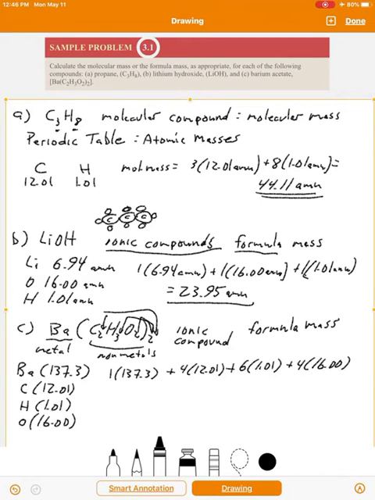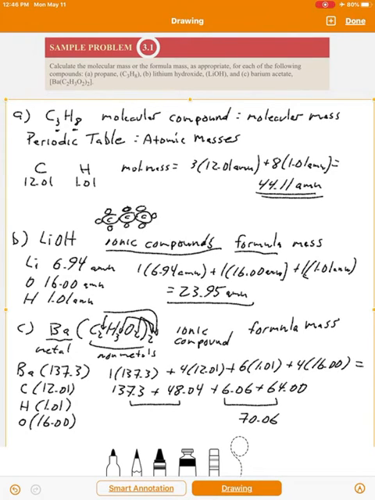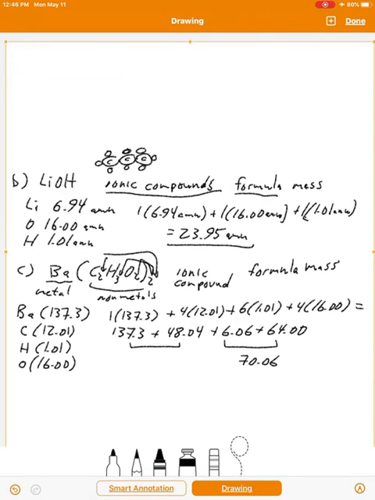Okay, so that would be equal to 137.3 plus 48.04 plus 6.06 plus 64.00, right? Of course, those are all in AMU. So if you add these two together, you get what, 70.06? And if you add these two together, well, let's go ahead. I'm just going to go ahead and make a little space for myself up at the top. It's very easy to make mistakes when you're not using a calculator. Of course, you can use your calculator.